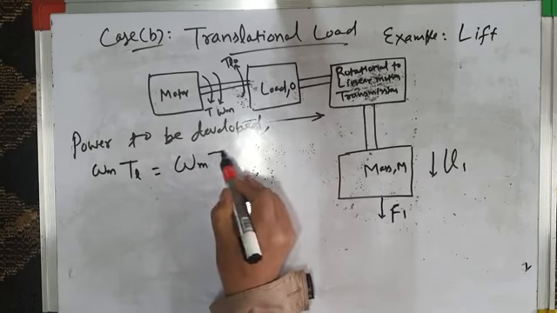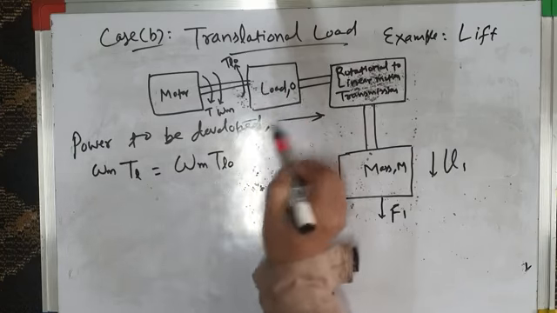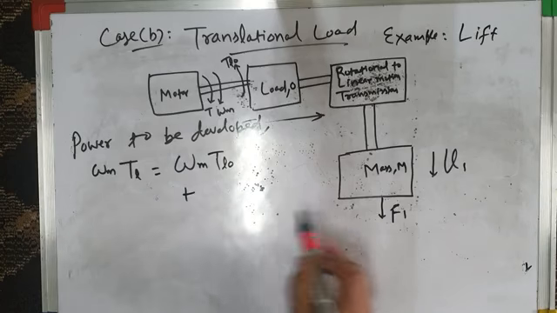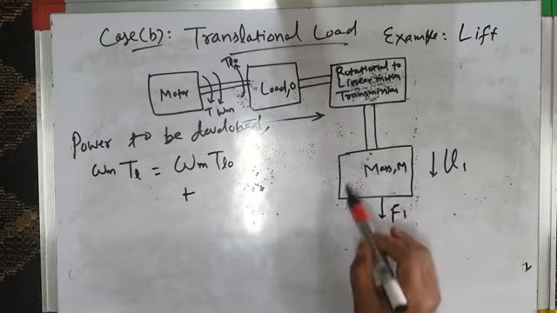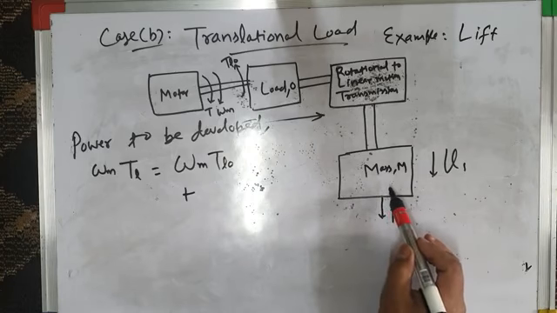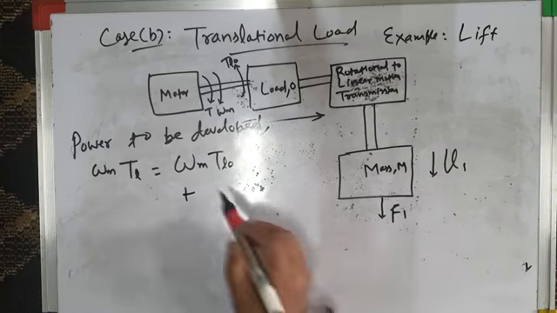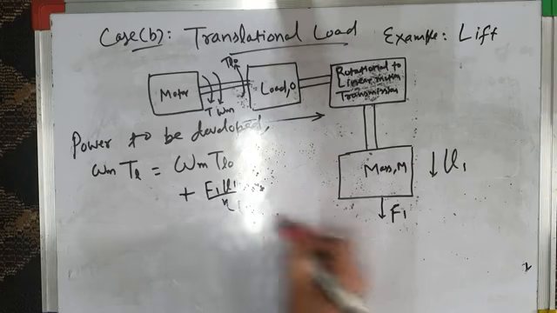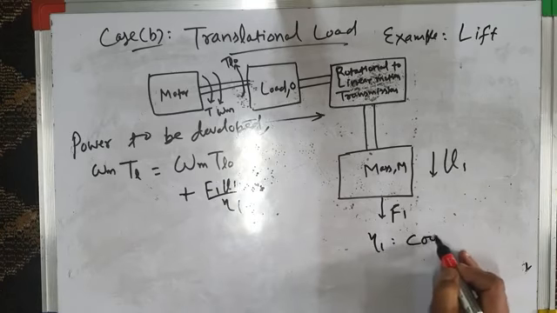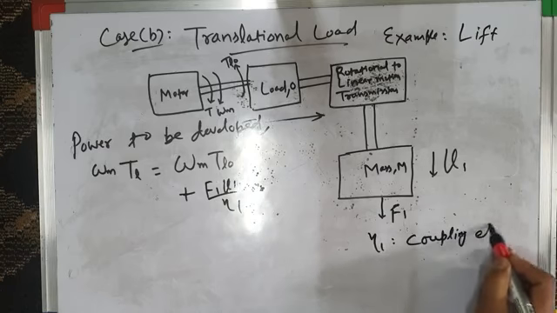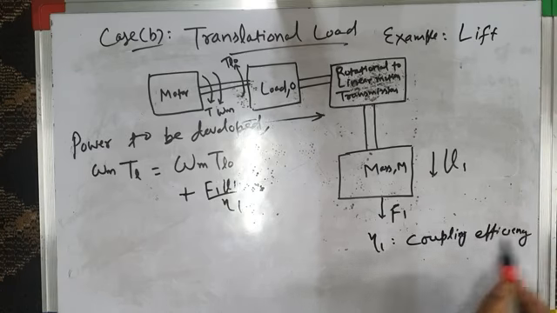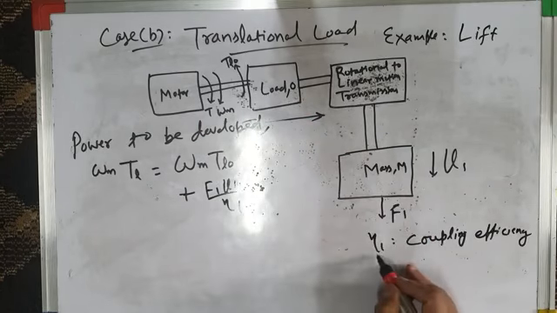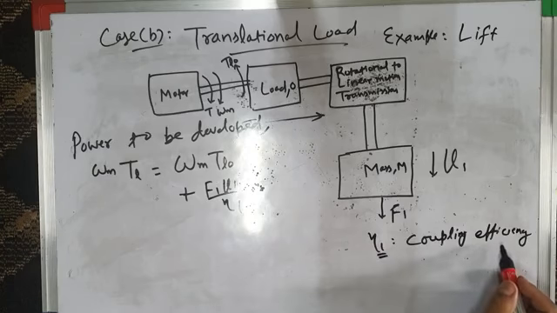It is omega m into TL naught, where omega m is the speed at which this load runs and TL naught is its load torque, plus what is the power required by this. Now this is not a rotational load, this is a linear or translational load, and its power is given by force F1 into velocity V1 by eta 1. What is this eta 1? Eta 1 is called the coupling efficiency, because this linear or translational load is coupled to the motor via this mechanism, and this mechanism has an efficiency of eta 1. Eta 1 is called the coupling efficiency.